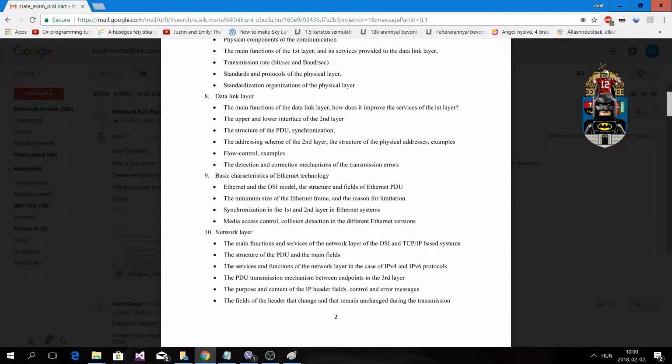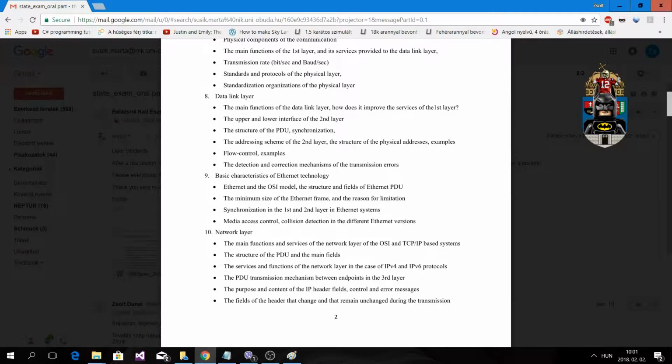The main functions of the Datalink Layer: how does it improve the services of the first layer? The main functions are quite easy, because the Datalink Layer receives packets from the network layer and packages them into frames, and receives bits and packages them into frames and forwards them to the upper layer. It also controls the access to the medium and prepares the medium that data will be transmitted on. These are the main functions.